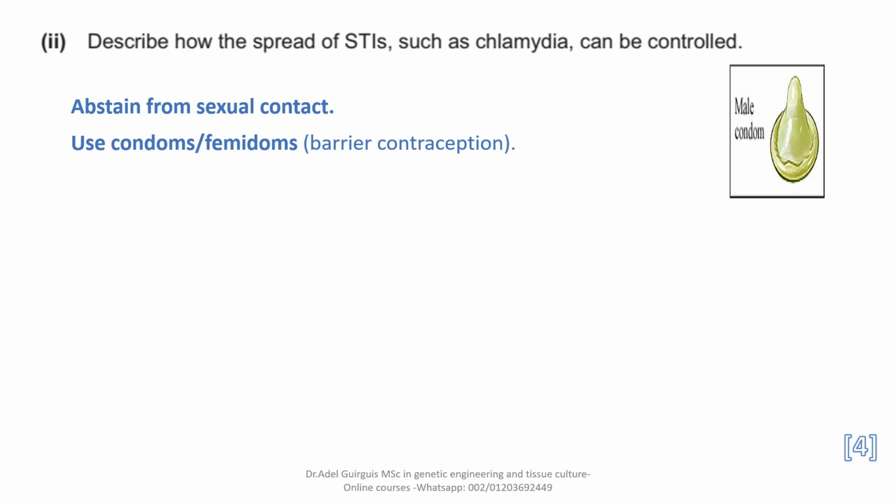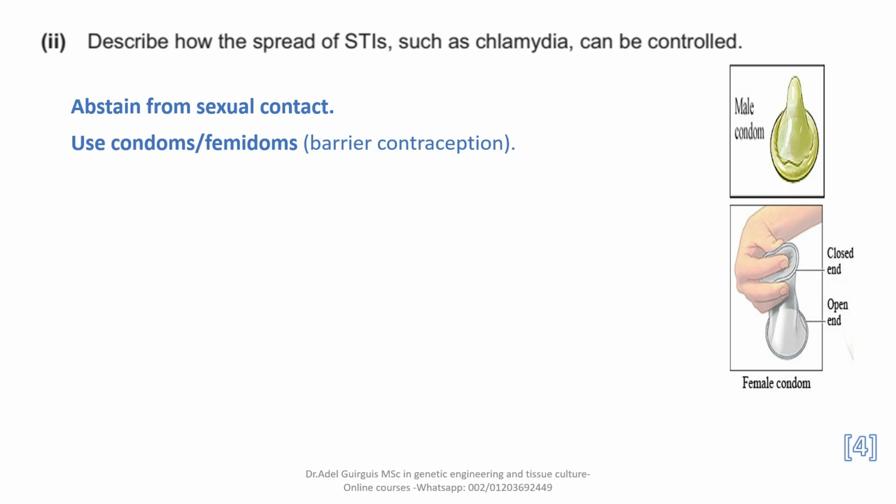For males, condom. For females, femidom. The male condom is put over the penis. The female condom is put inside the vagina to reach the area of the cervix. It prevents sperm from reaching, or prevents mixing of fluids between the two partners.